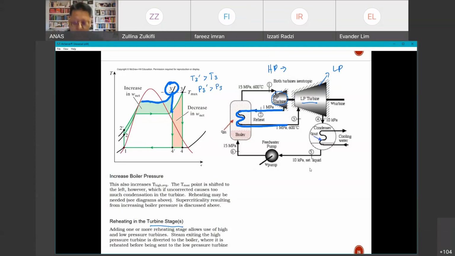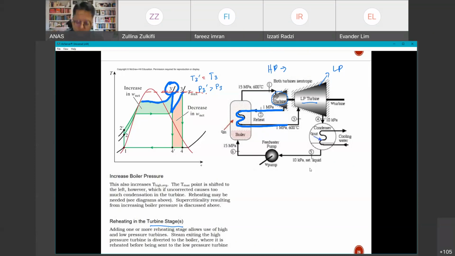Because it goes down, now the line is already different. Remember for a TS diagram, the lines correspond to different pressure. So now it increased again to the desired temperature. Sorry, I put it back here. It's not higher, which should be the same. So we want our T3 prime to be equal to T3. That's the temperature that we want.